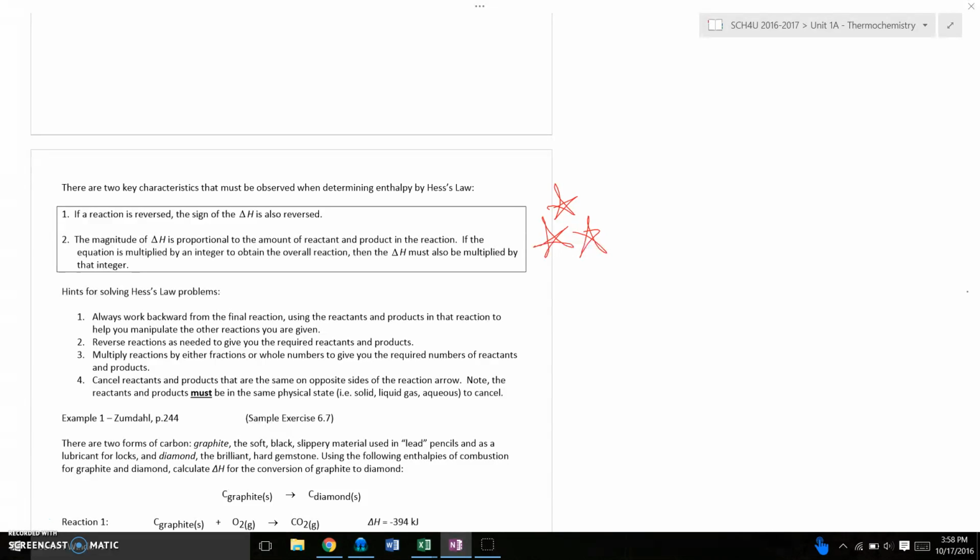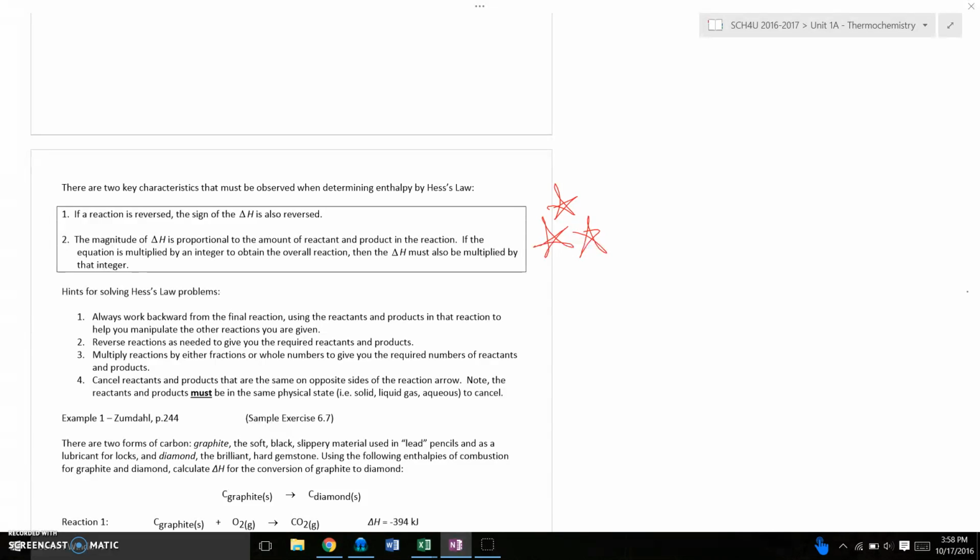Use the reactants and products in that reaction to help you manipulate the other reactions that you're given. So you need to see which side your products and reactants are on, and if you need to flip any reactions. That leads me to number 2: you should reverse any reactions that you need to get them in the right order. Again, you may need to multiply reactions by either fractions or whole numbers to give you the required number of reactants, and cancel reactants and products that are on opposite sides. Those will end up being the intermediates that are produced but then later used up.